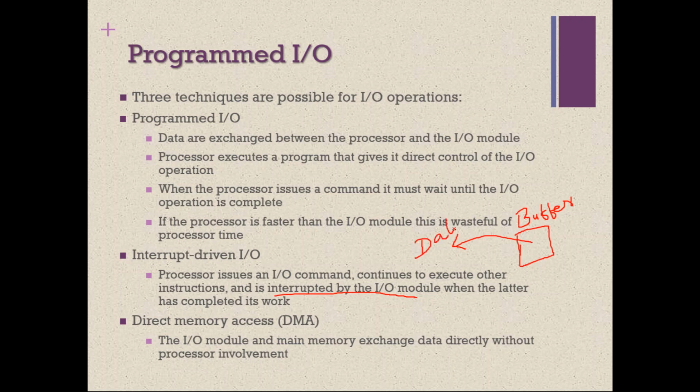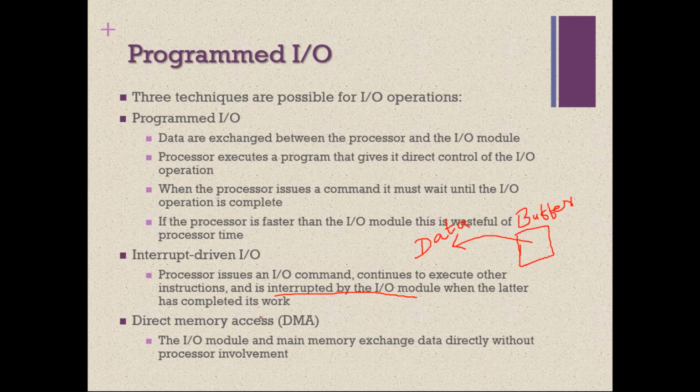This is the case of read. If it is a write operation, then it means the processor has written some data to the buffer and has asked the module to write it to some IO device. Then, after some time, if the IO module generates an interrupt and says that the operation is completed, the processor will understand that the data has reached the destination IO device.